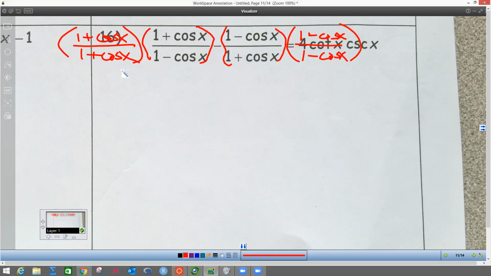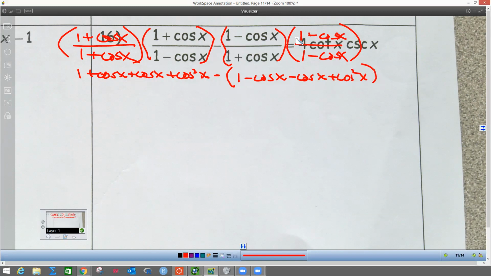So I'm going to FOIL this top part, and I'm going to get 1 plus cosine x plus cosine x plus cosine squared x, and then I've got a minus sign. This minus sign stays right here in the middle, but you've got to do parentheses because we're going to distribute it to this. So it's going to be 1 minus cosine x minus cosine x plus cosine squared x. Now again, that's FOIL. I'm foiling these two together.